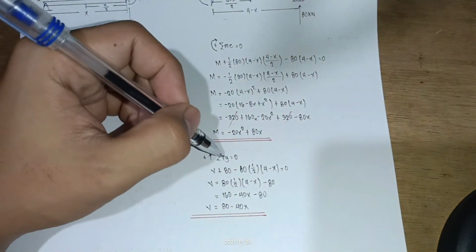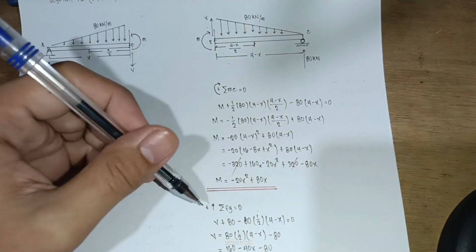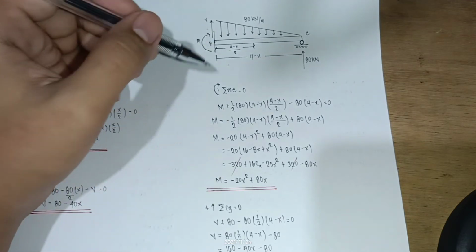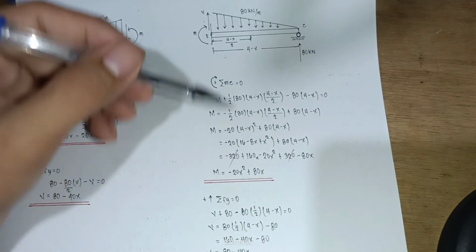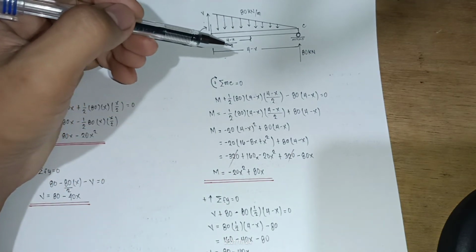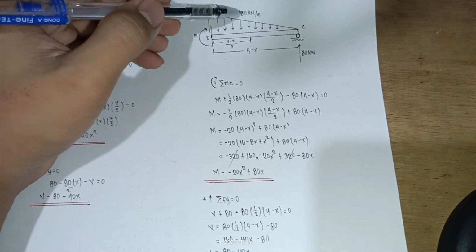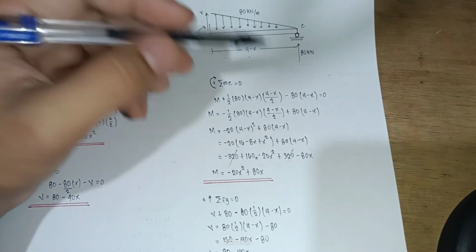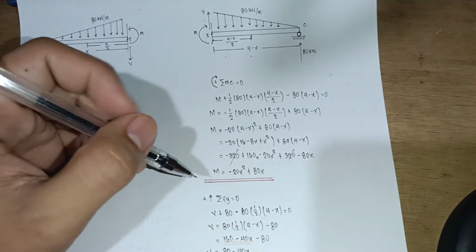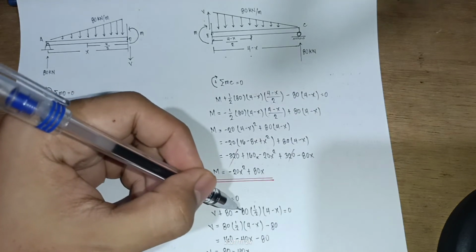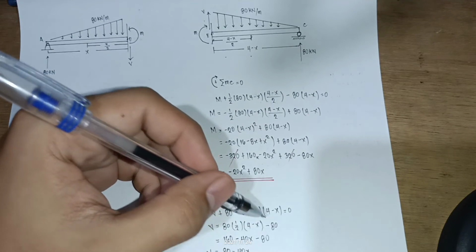Summation of forces in y is equal to 0. So that V is positive, V plus 80 kilonewton minus 80 times 1 half times (4 minus x) is equal to 0. And then transpose to the other side. So it will be positive 80 times 1 half times (4 minus x) minus 80.